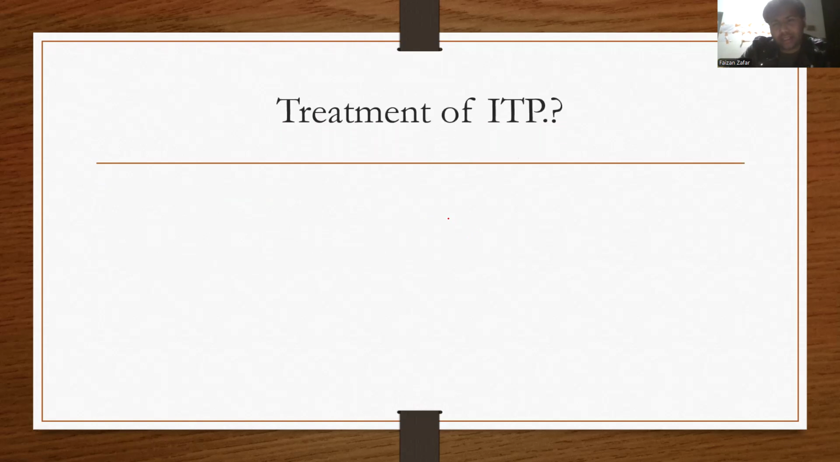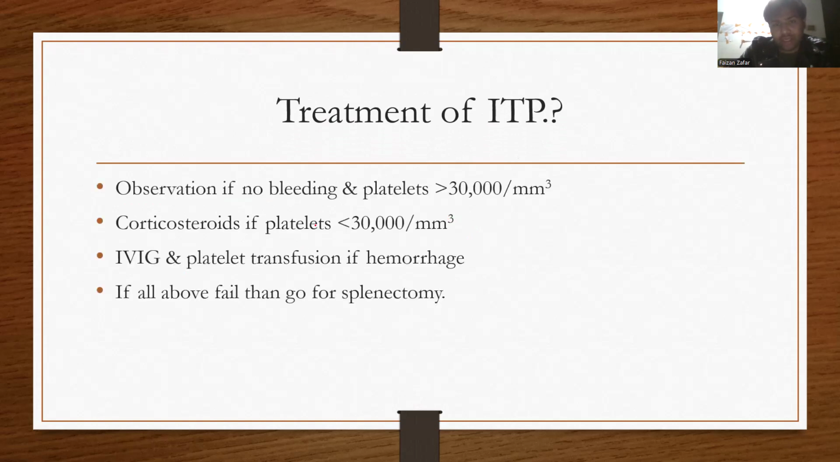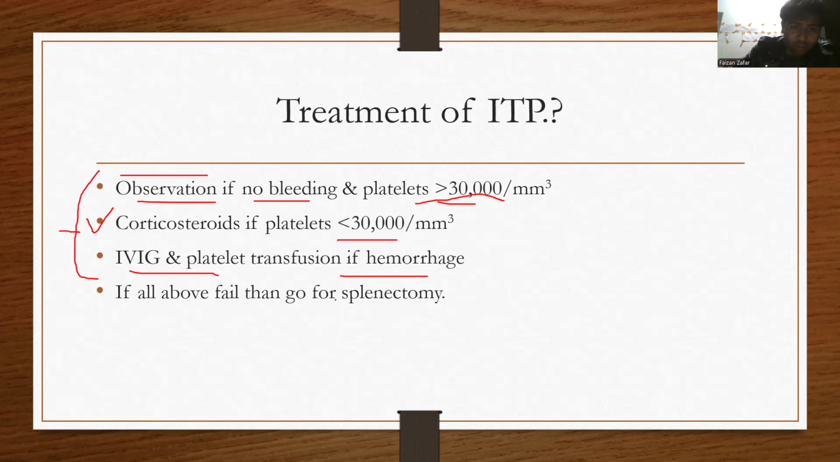Treatment of ITP is very important. Platelet count is very important from the treatment point of view. If the platelet count is more than 30,000 and there is no bleeding, observe the child. Very high yield. If it is less than 30,000, give corticosteroids, IVIG, and platelets if there is hemorrhage. If all of these strategies fail, then go for splenectomy.